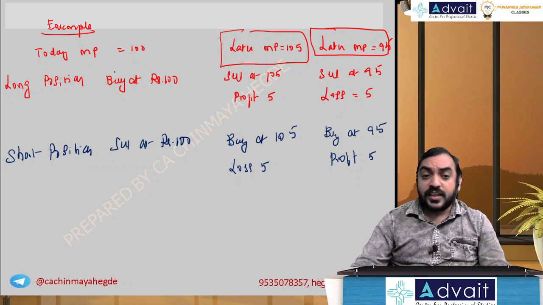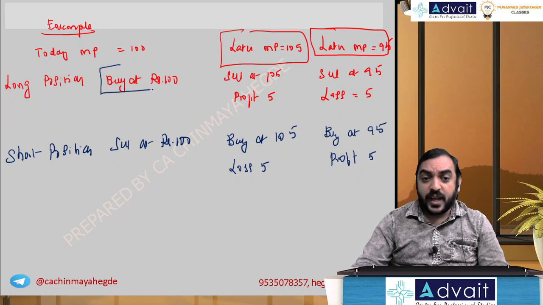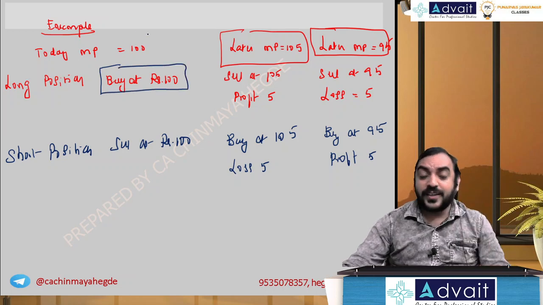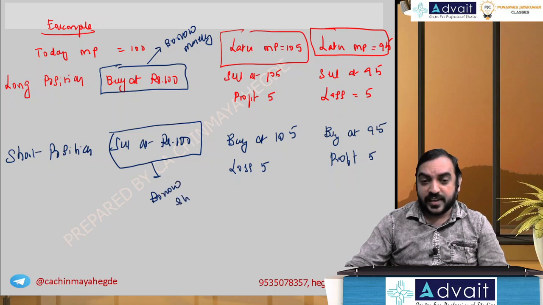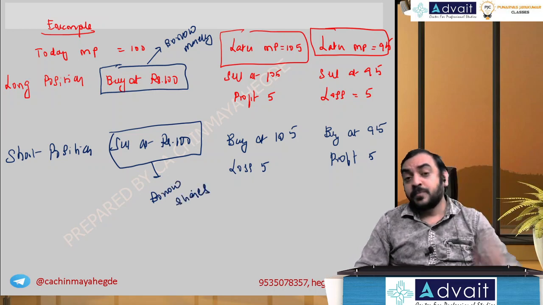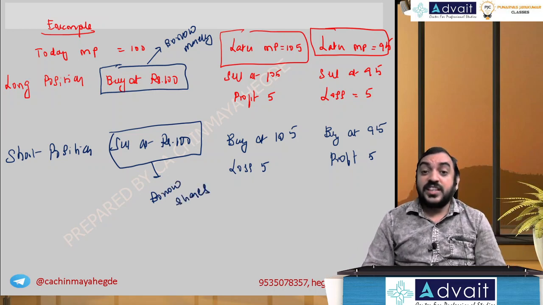So now, here I told you, right? You have to buy at rupees 100. Where do you get the money? You have to borrow money. And here I told you, you have to sell the share at 100 rupees. Where do you get the shares? You have to borrow shares. That's what I mean by zero position.